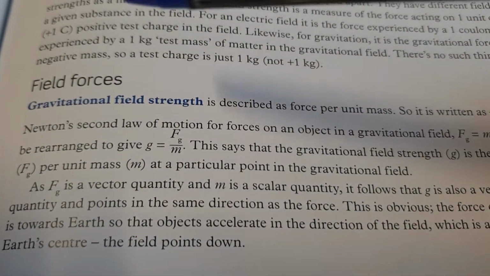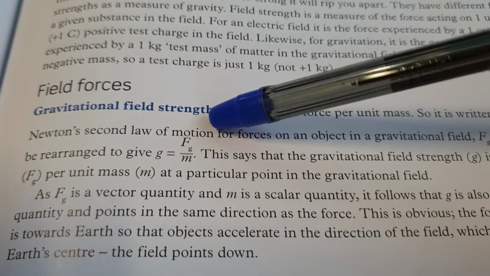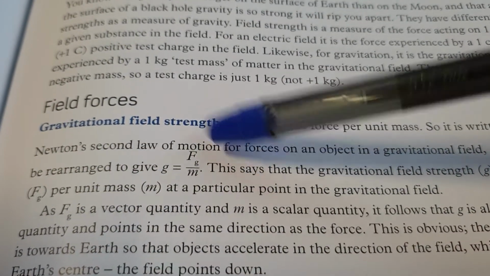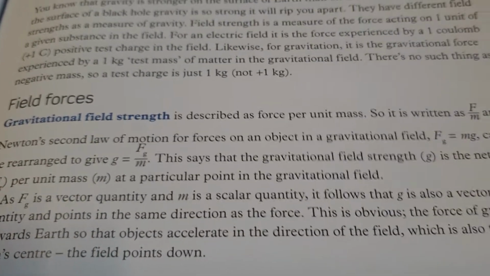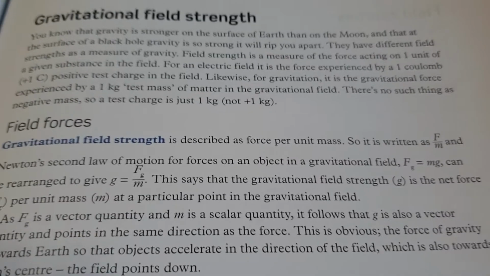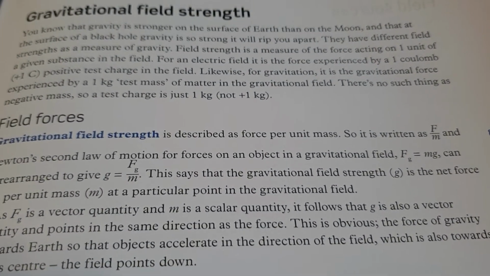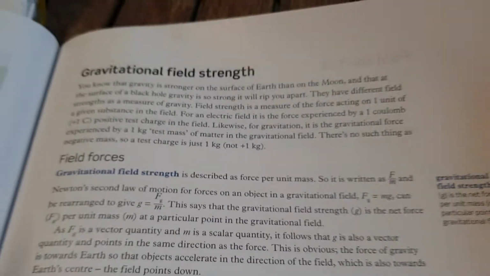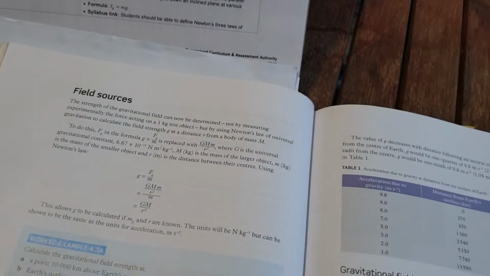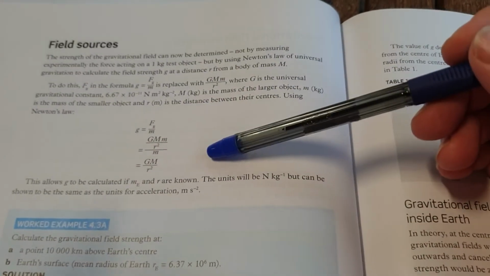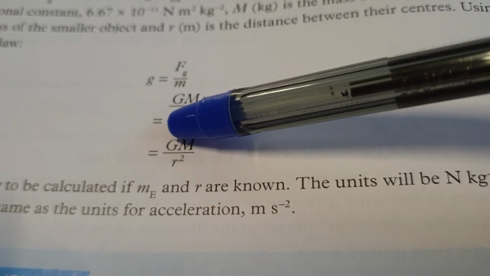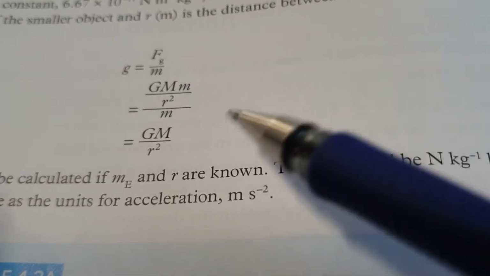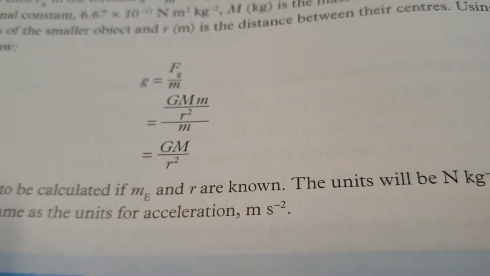Right, so if we want to measure the field strength, we are actually working out the gravitational field strength. That's the acceleration due to gravity. That's just another way of saying that. So g equals Fg divided by m. The gravitational field strength is the net force per unit of mass, and it works out to be the same as the acceleration due to gravity. And it can be worked out using that gravitational constant again, and the big mass divided by the radius squared.